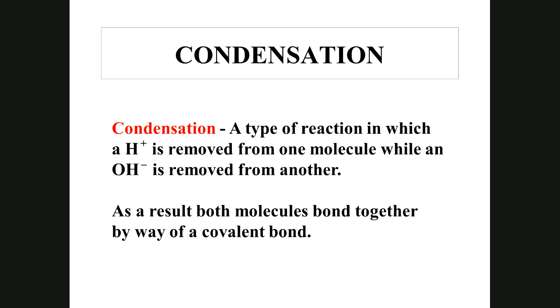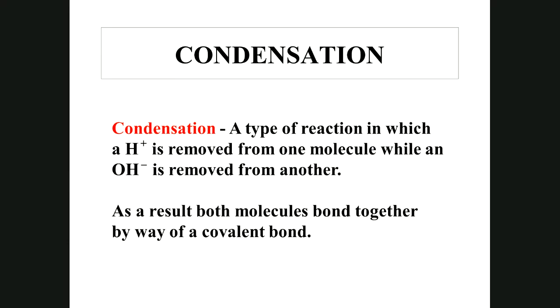Now, when the hydrogen is taken off of one and a hydroxyl is taken off of the other, what do you think can be made? They can be put together to make something. Water. And water is condensation. You know, when it rains, that's condensation. When you take a can of Coke outside and it gets moisture on the outside, that's condensation. You have moisture on your window, that's called condensation. So where the hydrogen and hydroxyl were taken off, those are used to make water. And then a bond is formed between those 2 molecules, like it says. As a result, both molecules bond together by way of a covalent bond.